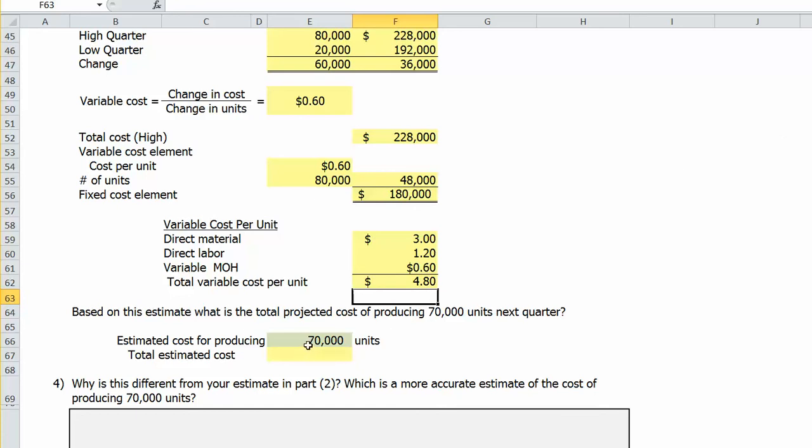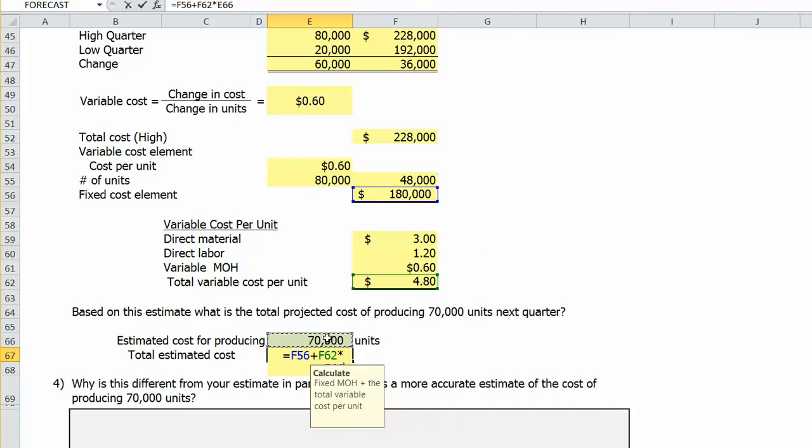Based on this, and remember our fixed cost component, what would we estimate for the cost of producing 70,000 units next quarter? Well, we've got our fixed cost of 180,000 plus our total variable cost per unit of $4.80. Again, that included direct materials, labor, and overhead, times the 70,000 units. We would have estimated, using our high-low method, our cost for the coming period of $516,000.